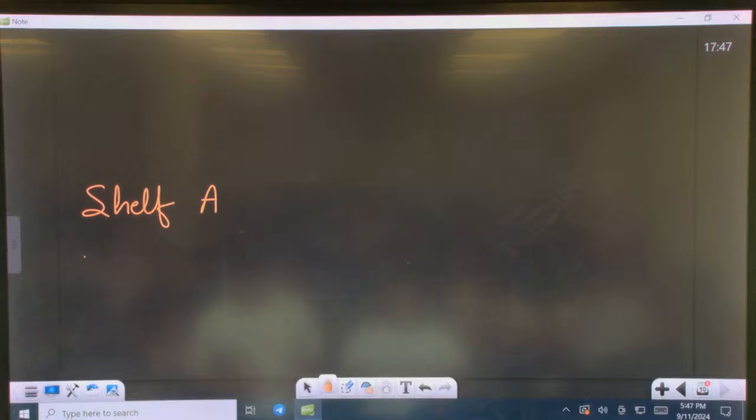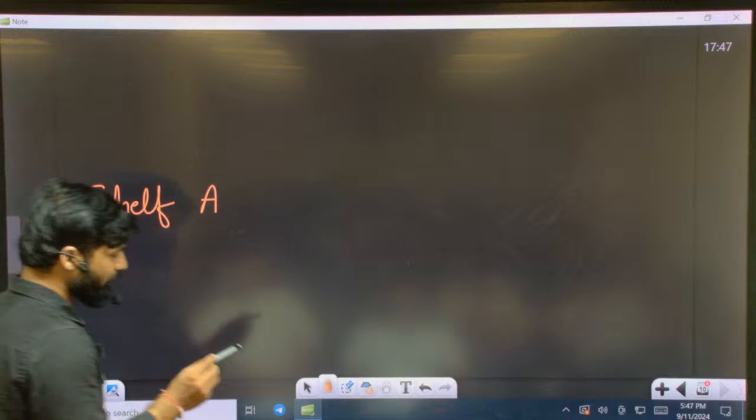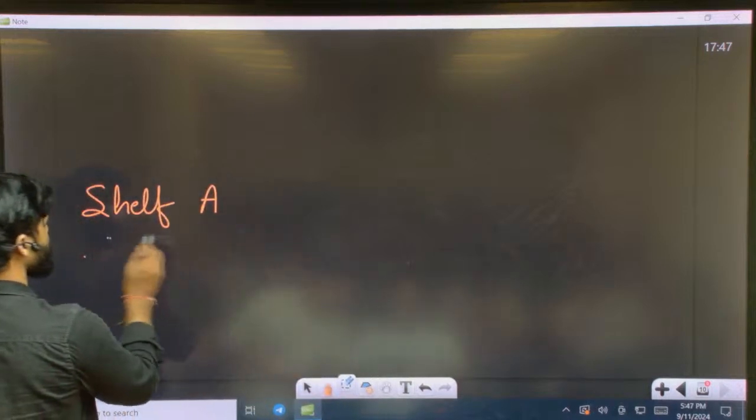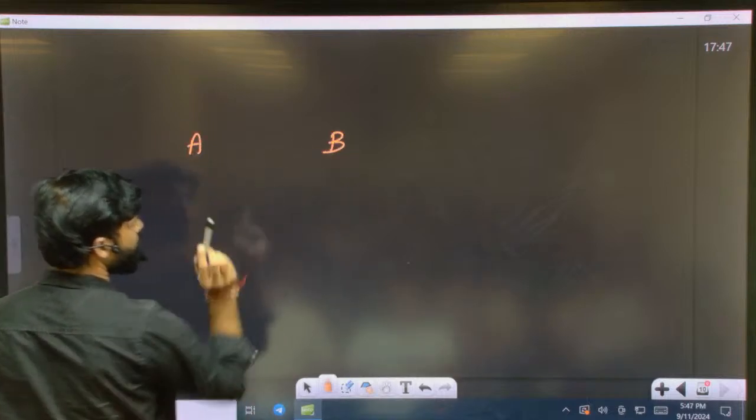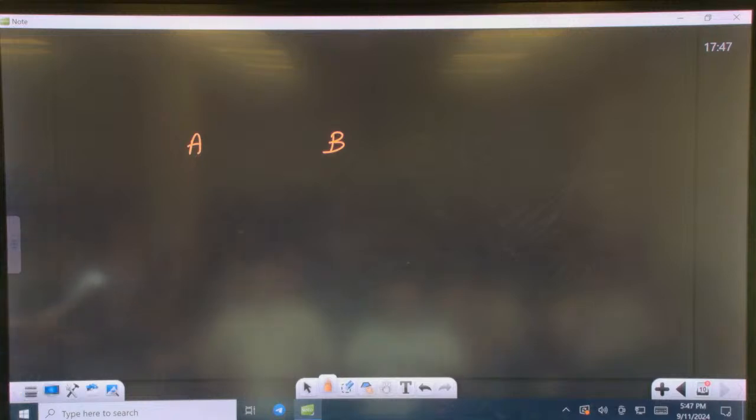Okay, look at the board. There are two shelves, shelf A and shelf B. This is shelf A and this is shelf B. There is one piece of information at the beginning of the question: shelf A has 4 by 5 of the books that shelf B has.